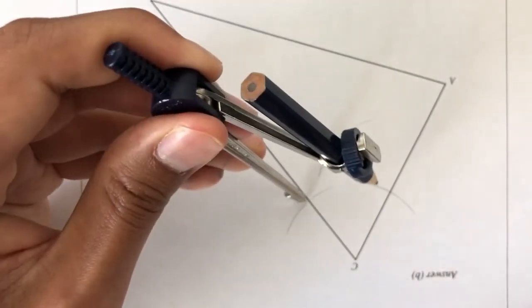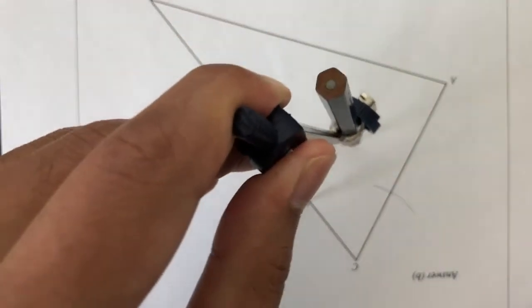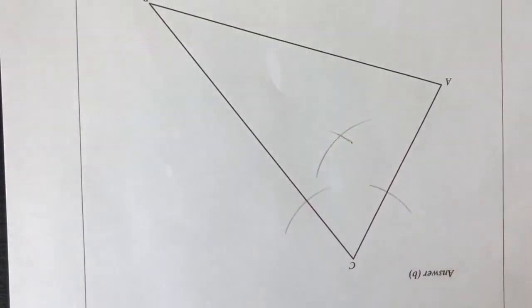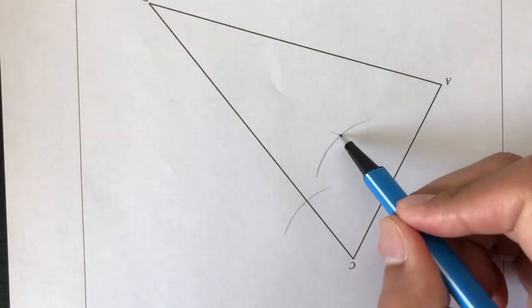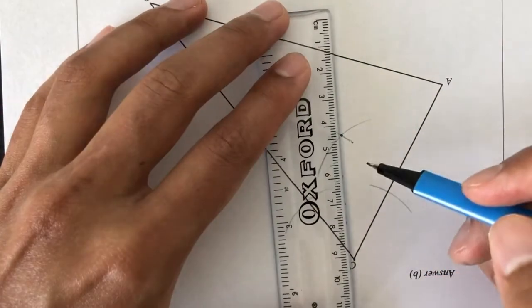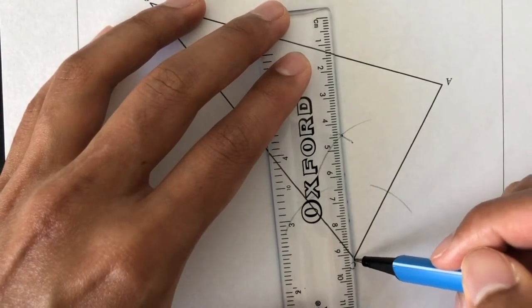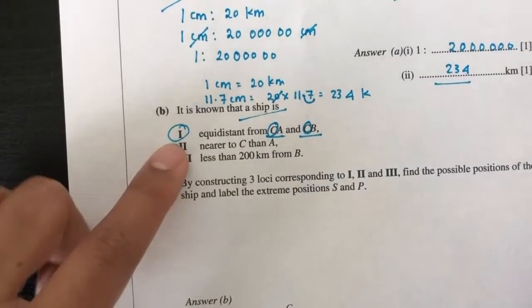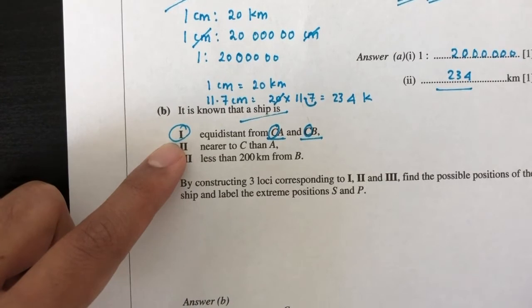Okay, so once you have this point joined, you can connect them, this point to this, to form the first locus. So that's our first part, first condition.